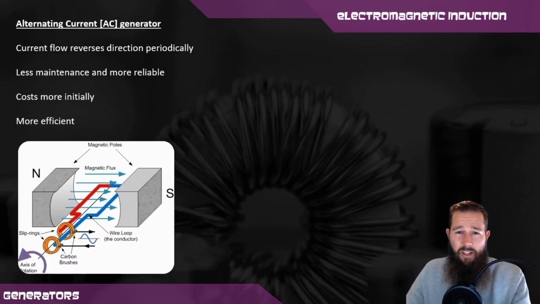In an AC generator, the current is periodically being changed, as you can see in this small diagram here. So it goes from positive to negative to positive to negative. So the DC circuit had one commutator. The AC circuit has two slip rings.